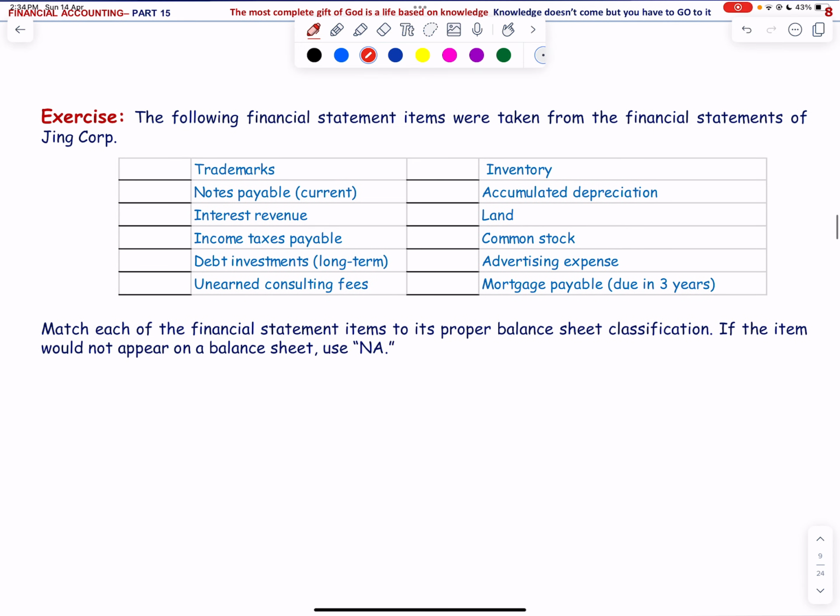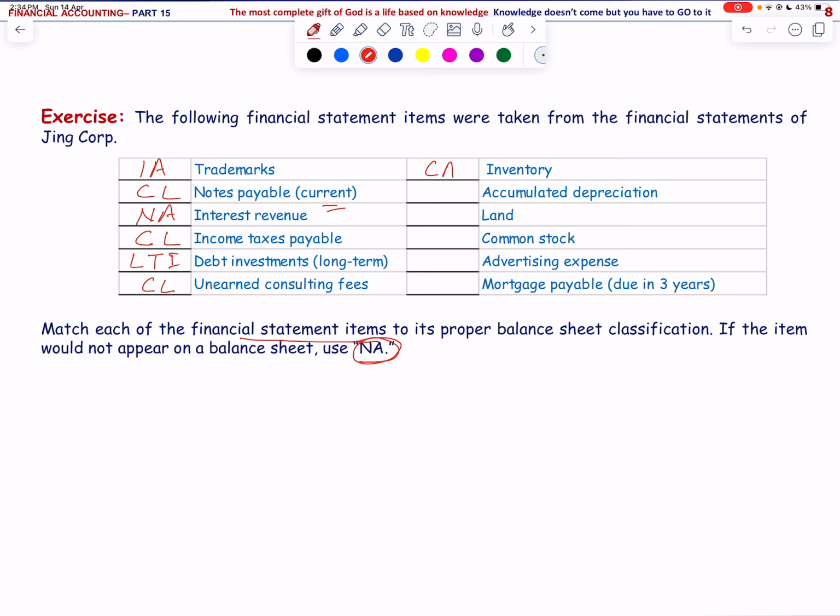The following financial statement items were taken, and we have to match each of them to its proper balance sheet classification. If it does not appear on a balance sheet, we have to use an A. So trademark is an intangible asset. Notes payable, you can see it is current, so this is a current liability. Interest revenue, this is not applicable, this is not a balance sheet item. Income taxes payable is a current liability. Debt investment is a long-term investment. Unearned consulting fees is a current liability.